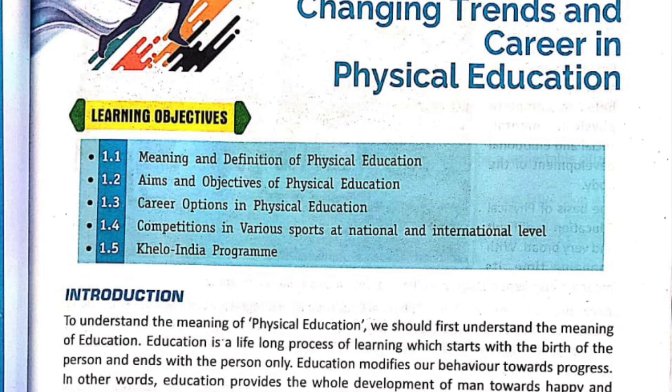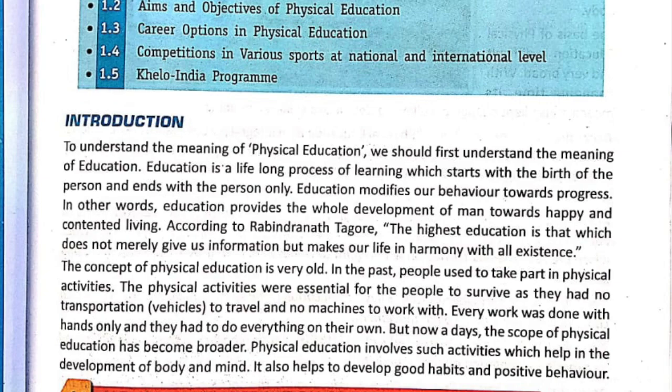Before going to these topics, first we'll study the meaning and definition of physical education. Here, students, first we have to understand what physical education means. There are two words, physical and education. First we'll study what education is. Education is a type of knowledge which we gain from birth till the end. That means the process of learning starts with the birth of the person and ends with the person only.